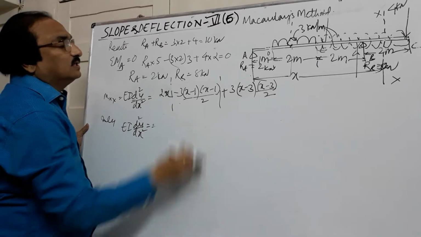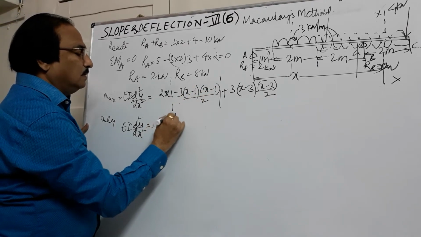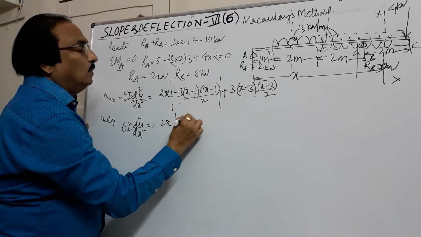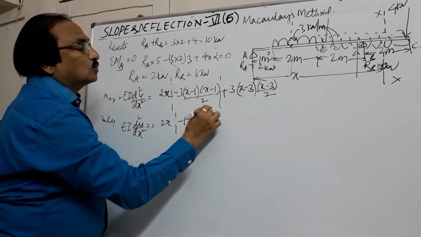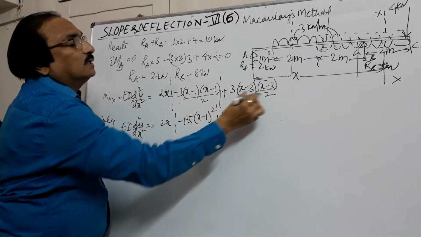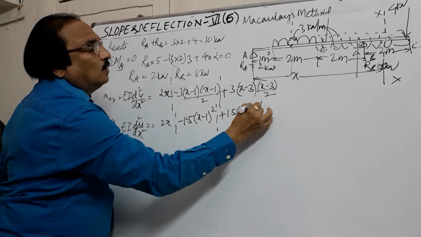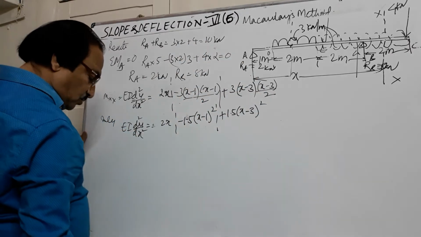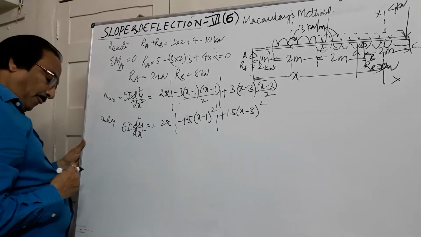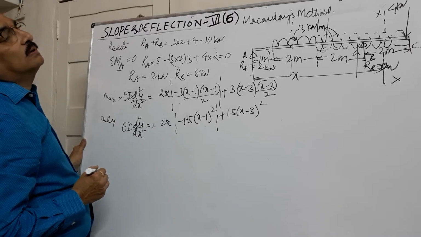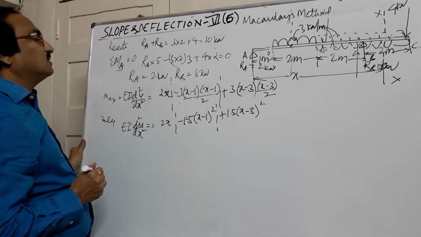I'll simplify this equation. So 2x minus 3 means this will be 1.5 into (x minus 1) whole square plus 1.5 into (x minus 3) whole square. So once you get this equation, okay, one more, right, we have made a mistake here.